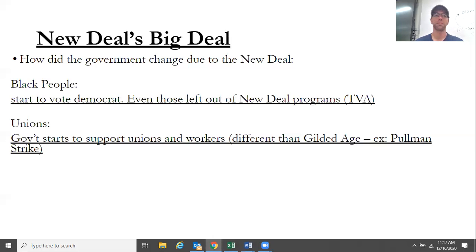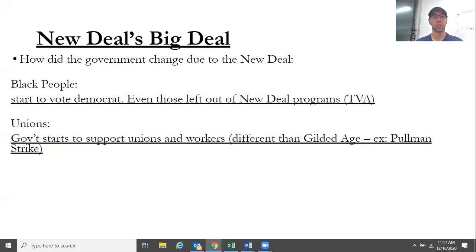The first thing that it did is Black people are going to start to vote Democrat. Before 1930, most Black people voted Republican because the Republican Party was the party that Abraham Lincoln belonged to. Now, they voted Democrat, even though a lot of the New Deal programs are going to leave them out. An example would be the Tennessee Valley Authority. The TVA was a big New Deal job program that tried to create jobs for creating dams in the South. Black people were most likely left out of those deals, but even though they were left out, they still started to vote Democrat. Unions get way, way, way more powerful.